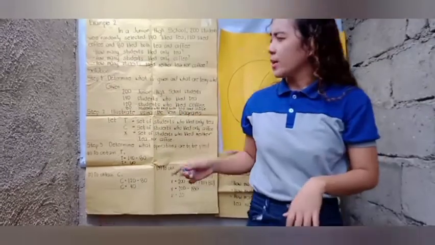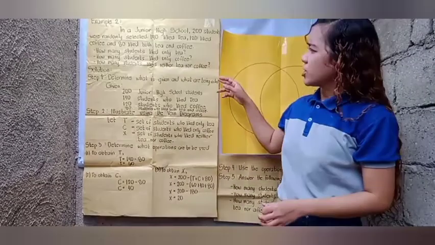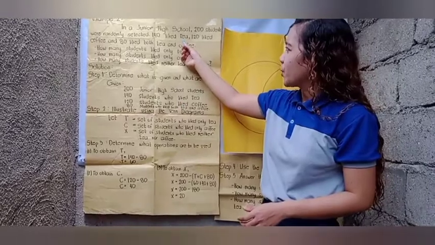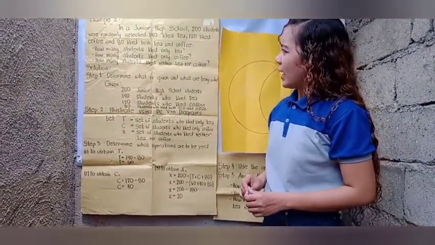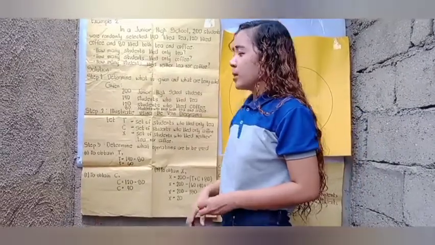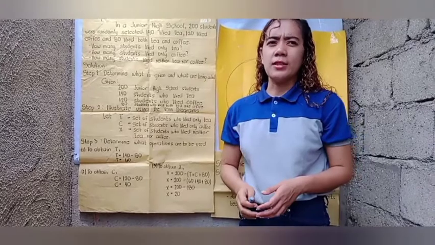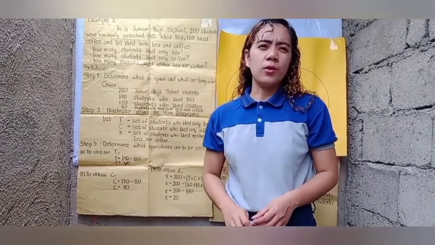Okay. So, for the example number 2, allow me to read the problem. In a junior high school, 200 students were randomly selected. 140 liked tea, 120 liked coffee, and 80 both liked tea and coffee. So, class, ito yung isa sa mga strategy, the best way para masagutan ng maayos ang isang worded problem.